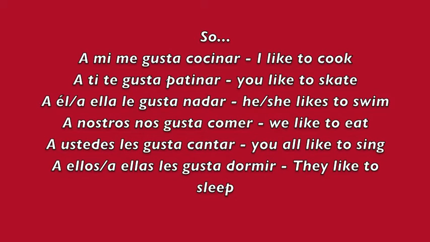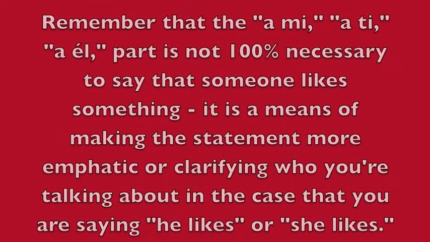So, a mí me gusta cocinar means I like to cook. A ti te gusta patinar means you like to skate. A él or a ella le gusta nadar means he or she likes to swim. A nosotros nos gusta comer means we like to eat. A ustedes les gusta cantar means you all like to sing. A ellos or a ellas les gusta dormir means they like to sleep. Again, the a mí, a ti, a él, a nosotros, a ustedes is just for extra emphasis. It's not necessary. And here's a reiteration of what I just said.